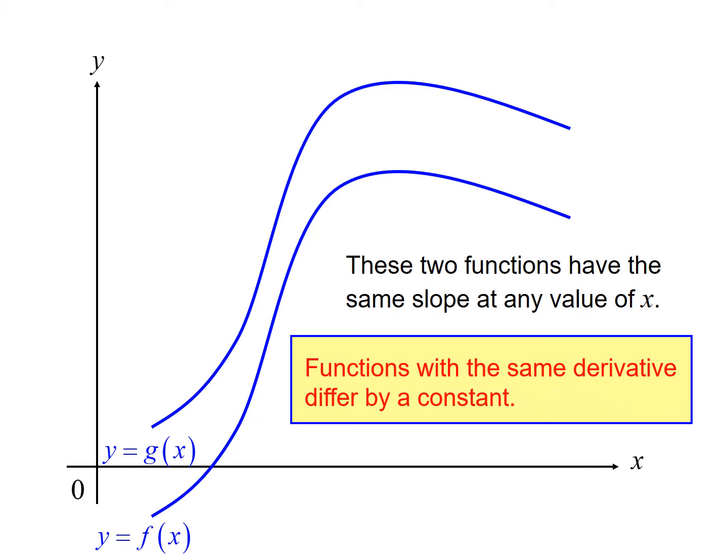Okay, now we're going to switch gears a little bit here. We have two functions, y equals f and y equals g. And these two functions have the same slope at every x value. G of x has just been shifted up c units. So these two functions would produce the same derivative.